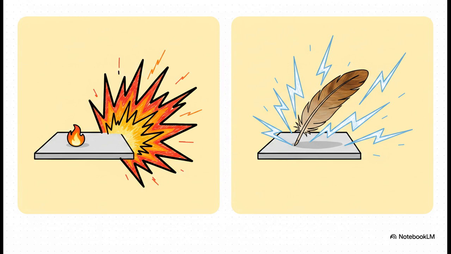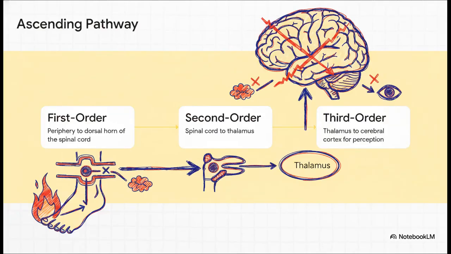Why? Because the central nervous system has basically failed and can no longer tell the difference between a light touch and a threat. To really grasp how this happens, just picture the 3-neuron ascending nociceptive relay. First-order neurons go from the periphery to the dorsal horn of the spinal cord. Second-order neurons cross over and head up to the thalamus. And finally, third-order neurons project from the thalamus to the cerebral cortex so you actually consciously feel it. Sensitization can hijack this entire system, disrupting the pathway at the spinal or even the cortical level.